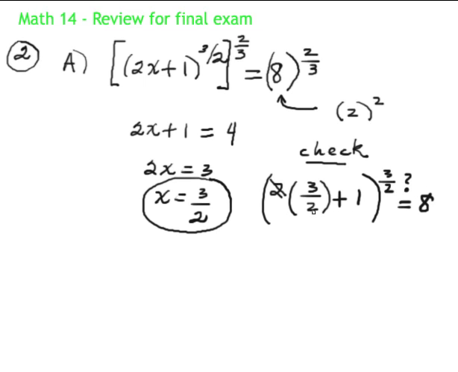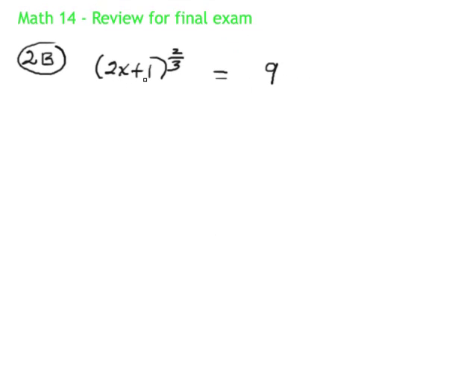All right, these cancel. And here we have 3 plus 1, which is 4. 4 to the 3/2. We want to see, is that equal to 8? Well, 4 to the 1/2, that's the square root of 4, is 2. And 2 cubed is equal to 8. All right, so our answer checks.